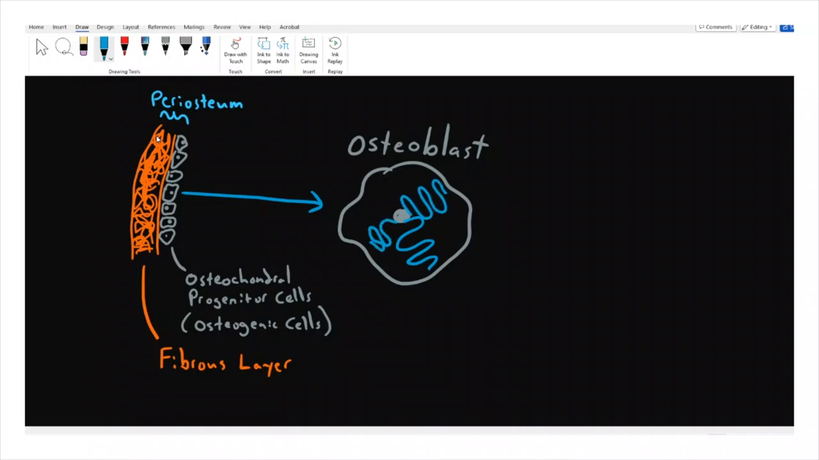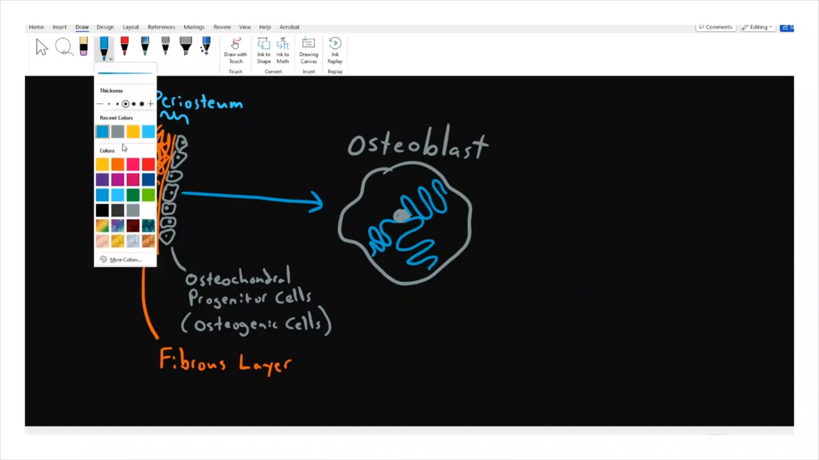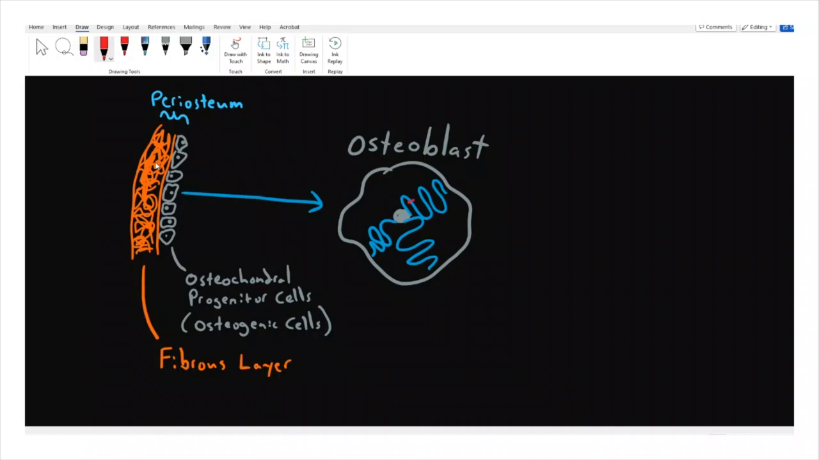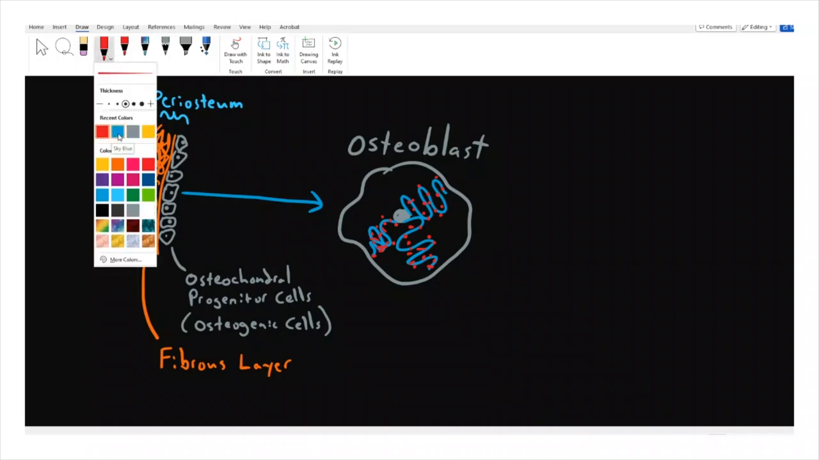I bet you've heard of that before. I'd be surprised if you hadn't. And on that endoplasmic reticulum, of course, many, many ribosomes. So these are very active producing cells. And they do what? They actively produce bony matrix, the extracellular matrix of bone. So here in red, I've laid out all those ribosomes. See?